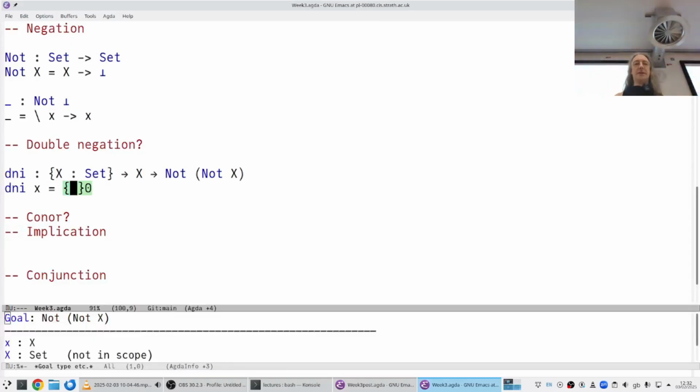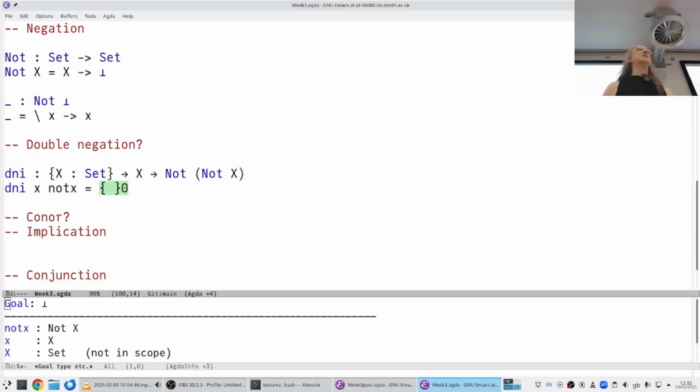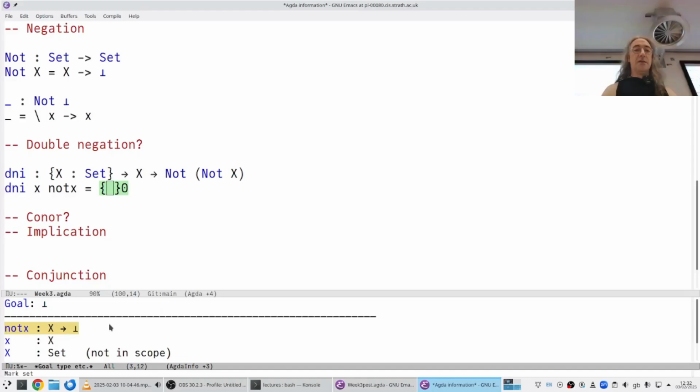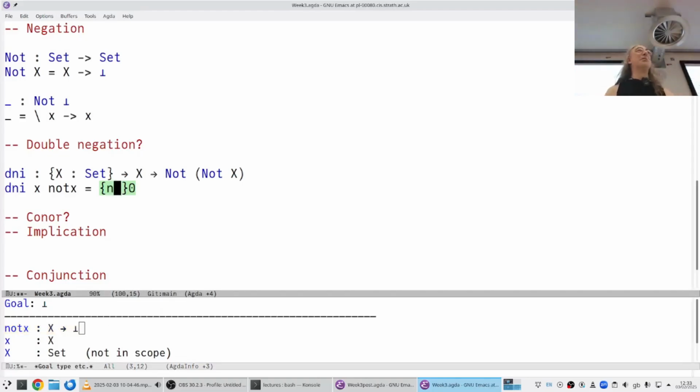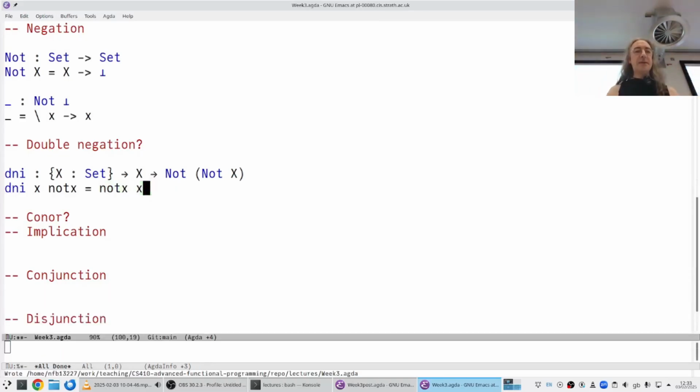Okay, not X. Let's look at that. It says someone's actually going to give us a proof of not X. And now we have to prove false, which is never a good situation to be in, except, of course, that some foolish person has said they can turn X's into proofs of false, and we're going to call their bluff by just applying that function to the evidence we've got in our very hands. So yes, you can prove double negation introduction.